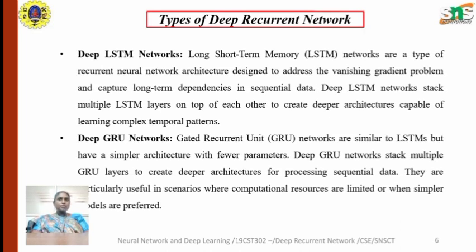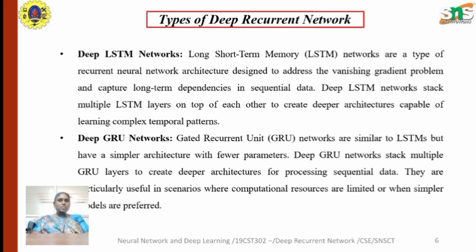We have the types of deep recurrent networks, like the deep LSTM network and the deep GRU network. The deep LSTM network: long short-term memory units are designed to address the vanishing gradient problem in traditional recurrent networks. They maintain a cell state, allowing information to flow through the network without significant degradation. A deep LSTM network consists of multiple LSTM layers, which enable them to learn complex temporal patterns.